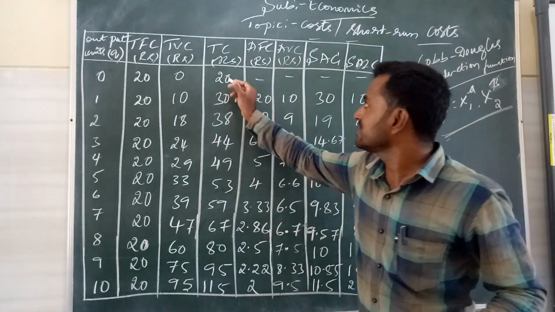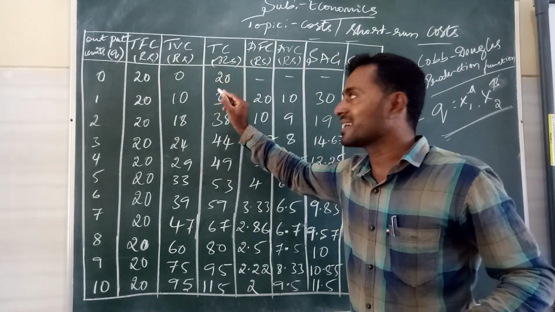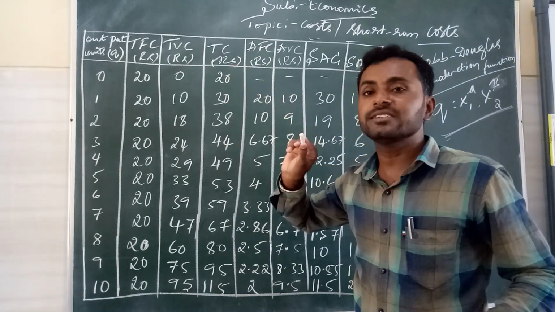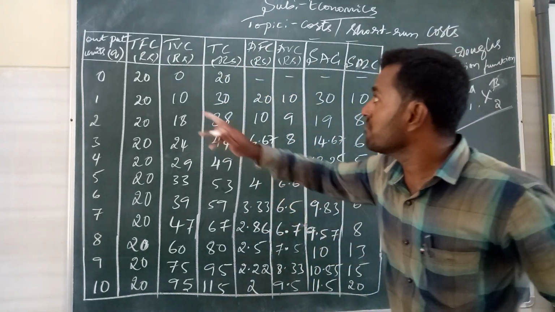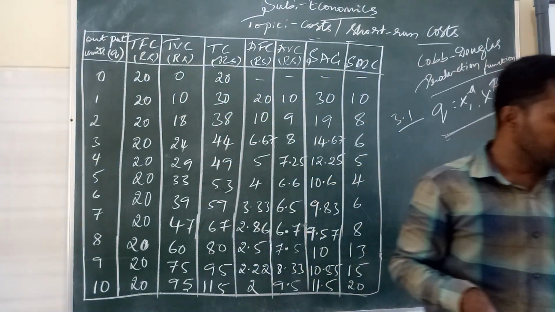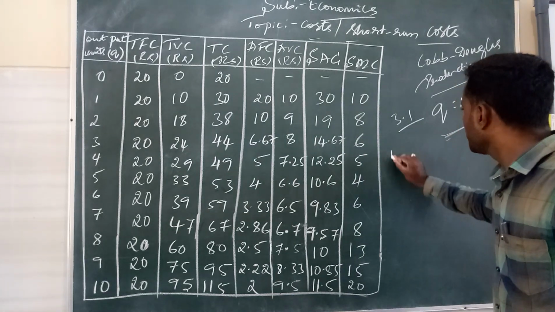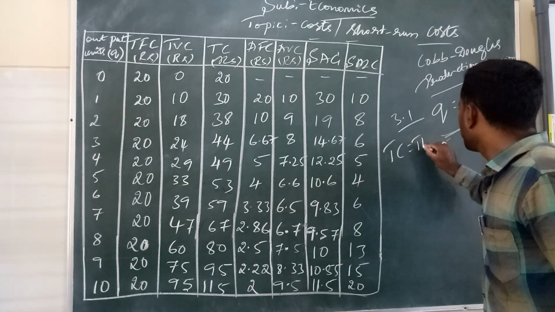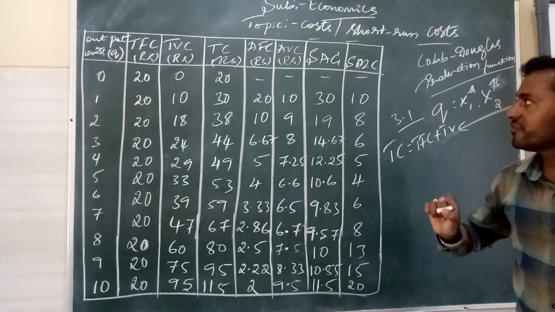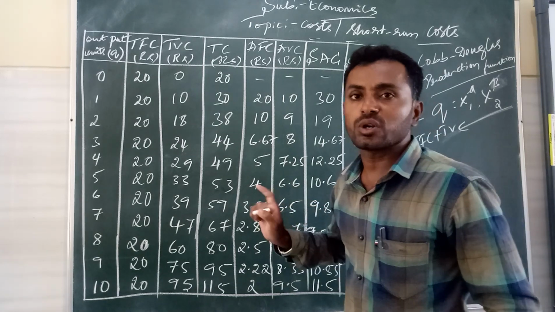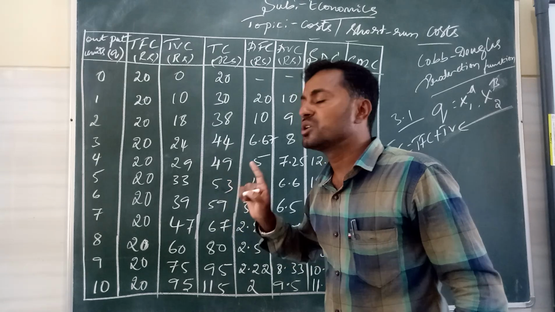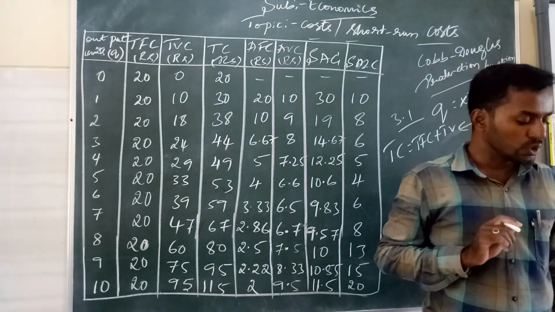Then another one is TC. TC means total cost. We have discussed total fixed cost and total variable cost. How can we calculate TC? It is the sum of total fixed cost and total variable cost. That means TC is equal to TFC plus TVC. Total fixed cost plus total variable cost is equal to total cost.